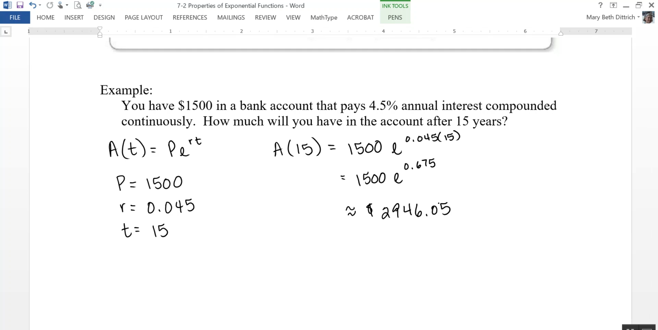So in this section, we took a look at how to graph some exponential functions using transformations, and we learned for the first time about the natural base, the number e, and how to use that particularly in continuously compounded interest situations.